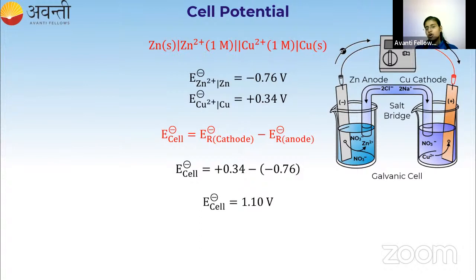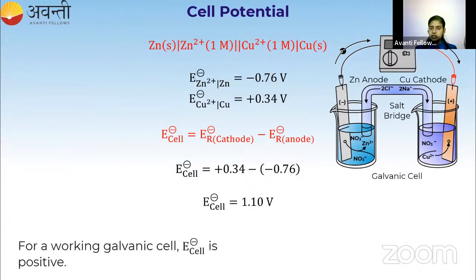Very good. So for the working of a galvanic cell, E naught cell is positive. Here the E naught cell is coming out to be a positive value. So the E naught cell value should be positive for the working of a galvanic cell. Clear for all of you? This is how you have to put the values, substitute and get the answer.